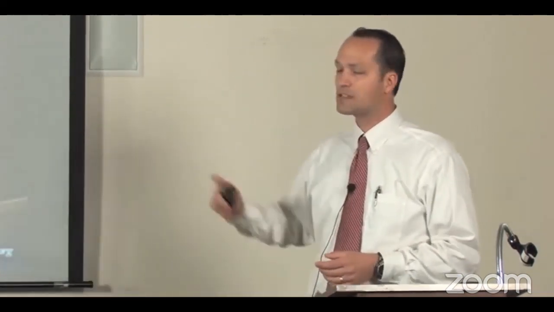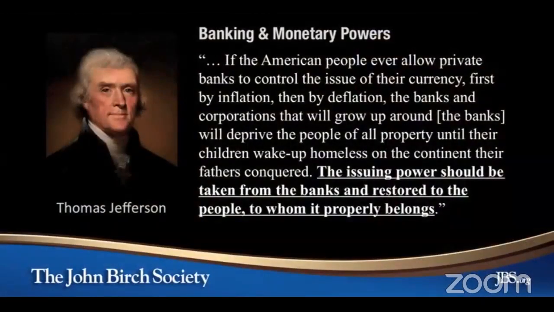Now, I point this out because Thomas Jefferson said almost exactly the same thing about 200 years before him, where he says, if the American people ever allow the private banks to control the issue of their currency, first by inflation, there's the boom cycle, then by deflation, the bust cycle, the banks and corporations that will grow up around the banks will deprive the people of all property until their children wake up homeless on the continent their fathers conquered. Sounds like he's predicting foreclosures as well, isn't he? And we've definitely seen that.